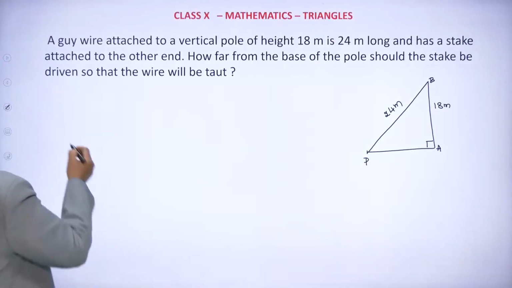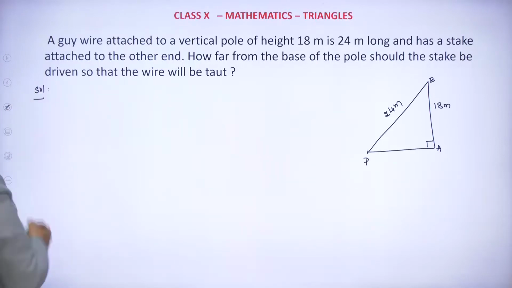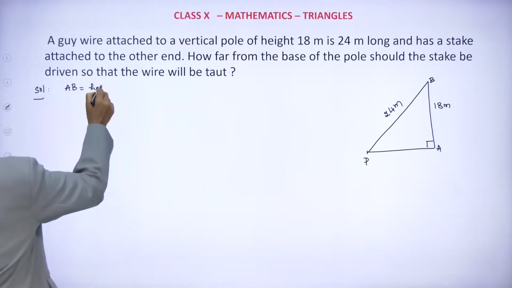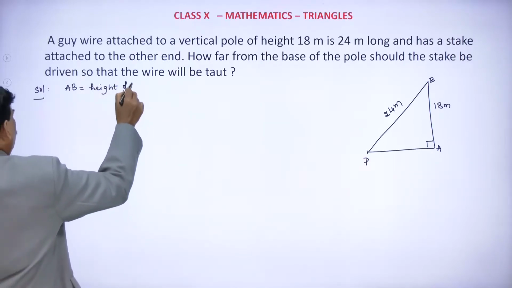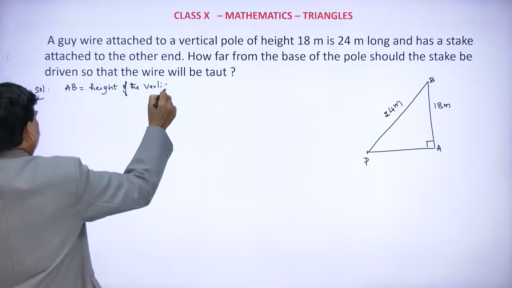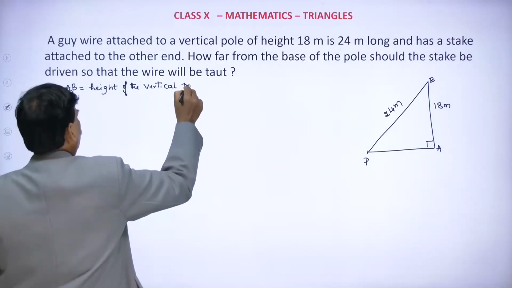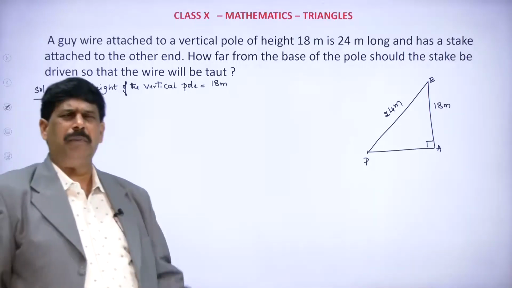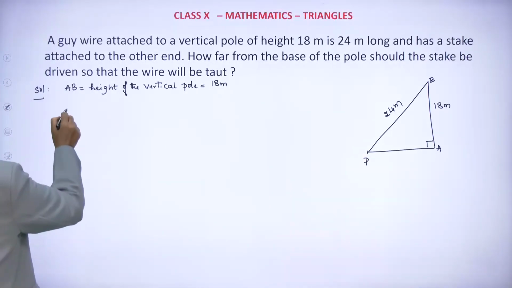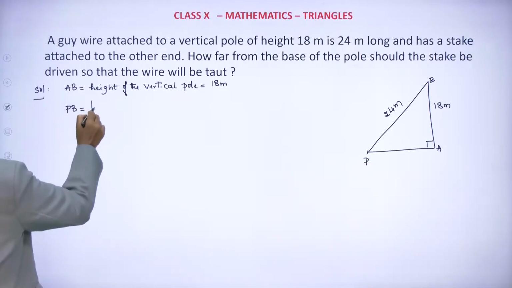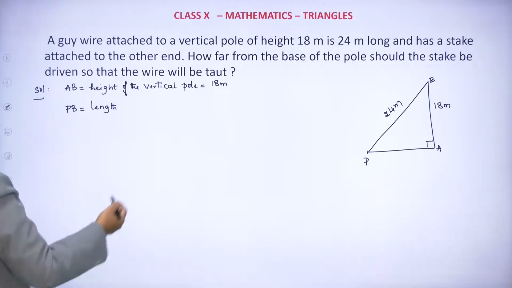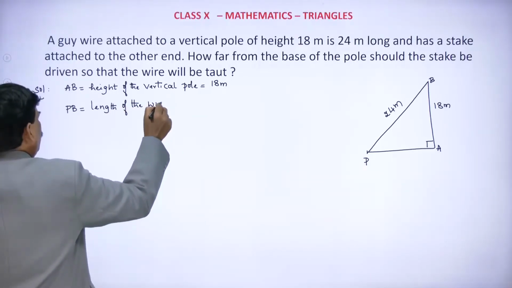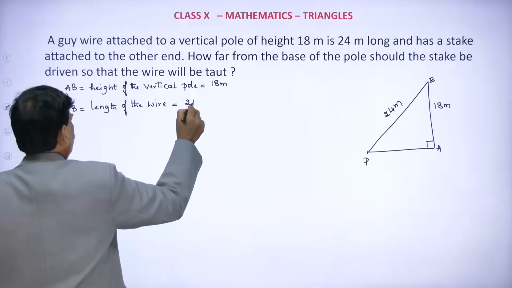Clear? So what is the question here? AB is equal to the height of the vertical pole. That is equal to 18 meters. Okay, we got the height of the vertical pole as 18 meters. And what is BP or PB? Length of the rope. Okay, what is the length of the wire? Which is equal to 24 meters.